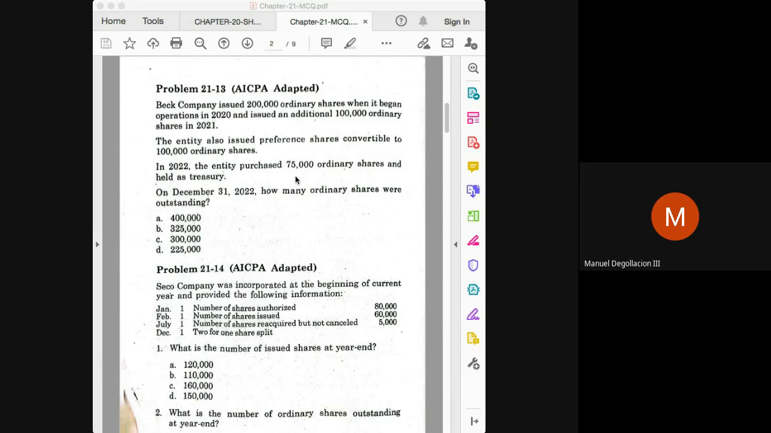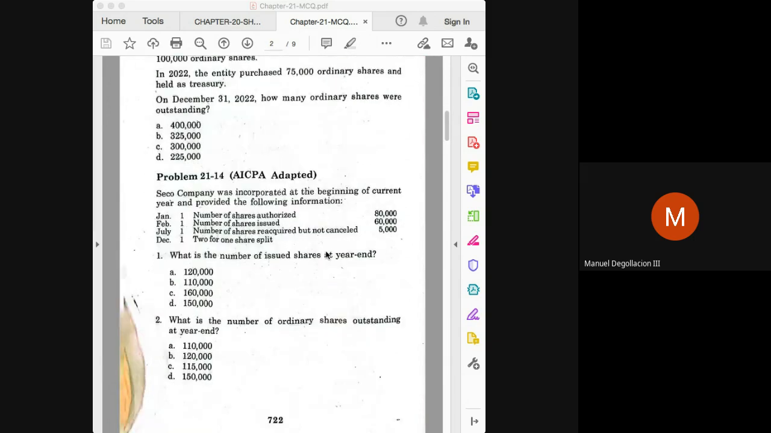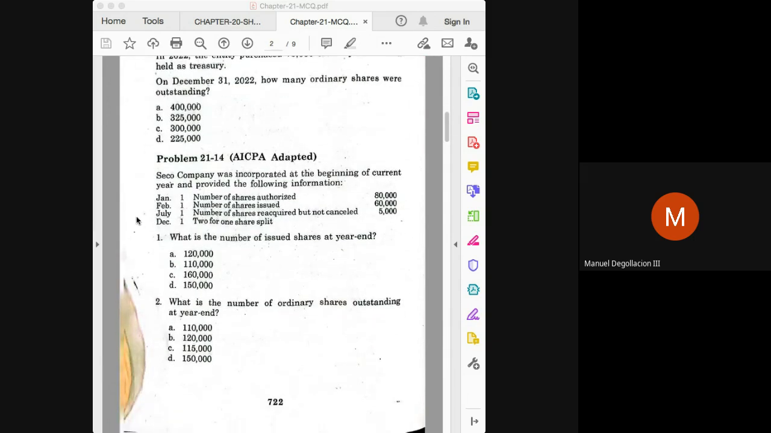Okay, so of course they are not considered outstanding ordinary shares because in the first place they are not yet even ordinary shares. Okay. Next, in 2022, the entity purchased 75,000 ordinary shares and held as treasury. So this can be considered as a very easy question, class. You have your 300,000, the one we computed earlier, and you just deduct your treasury shares. 300,000 minus 75,000 treasury shares. Your answer here should be 225,000.